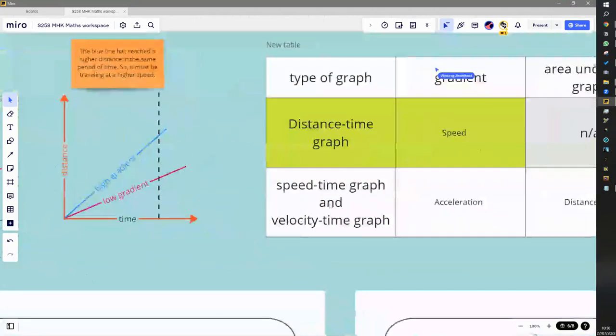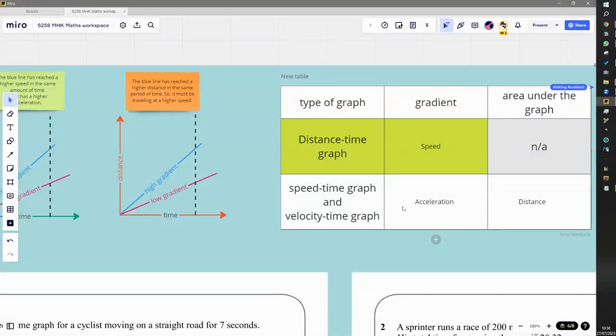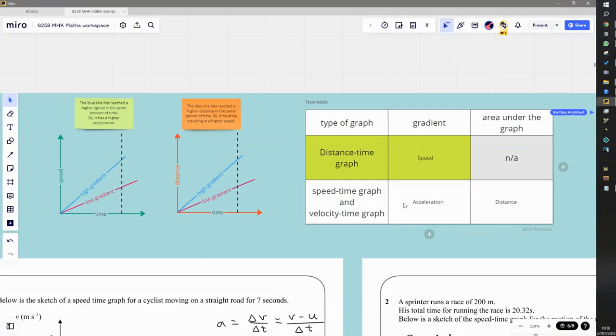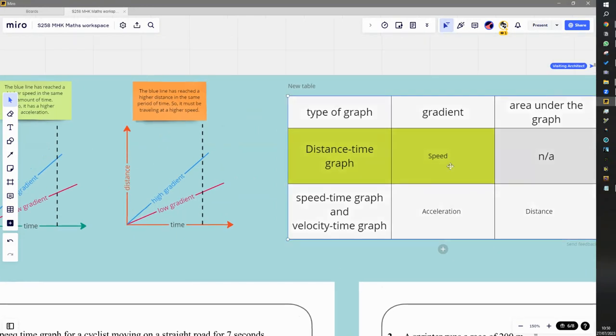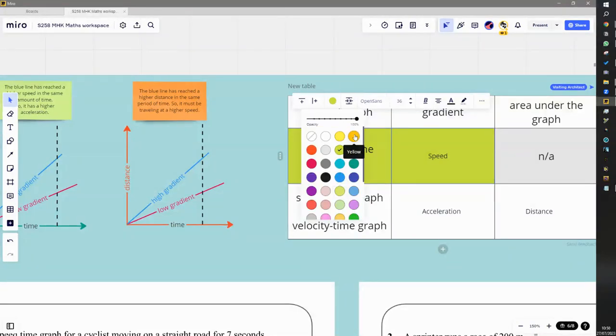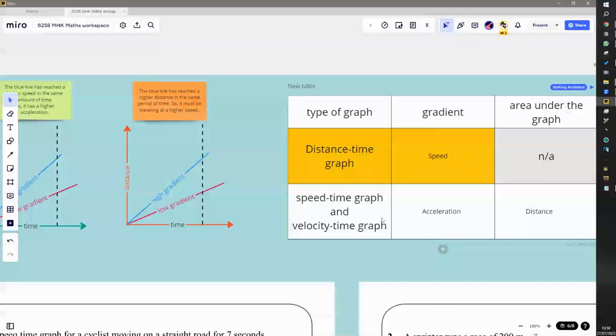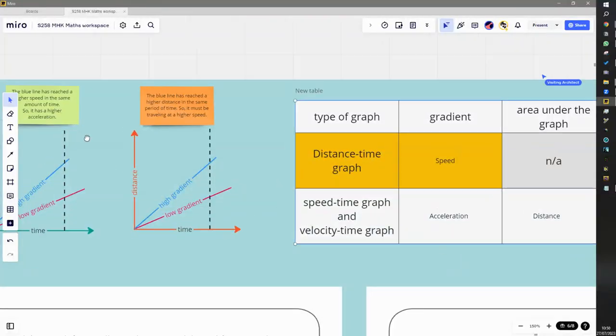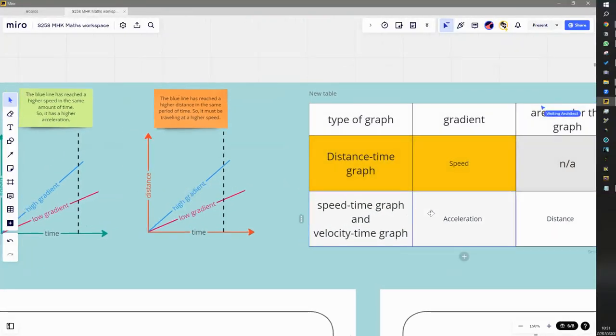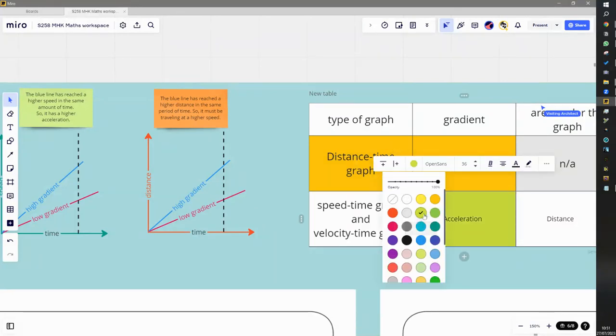Okay, so there we go. If it's traveling at a higher speed, I just realized I colored that in wrong. So that was the one that we just did. Sorry about that. That's orange. So the previous one, it had a higher acceleration. So this is the one that I should have colored in green. Okay, so let's color that in green.